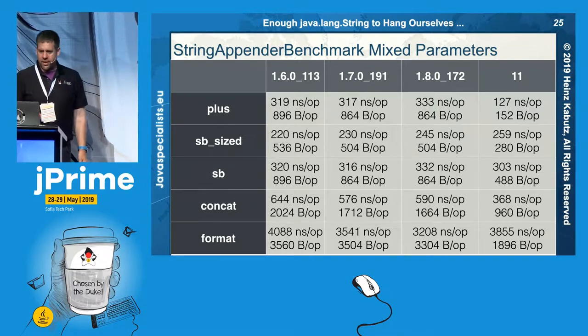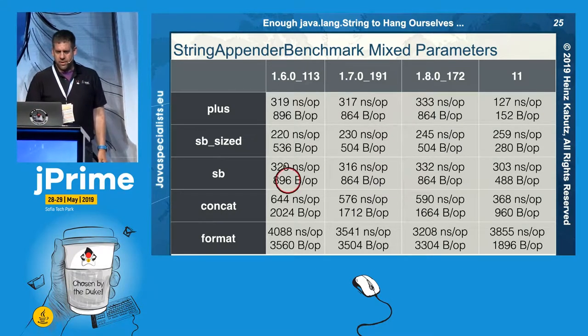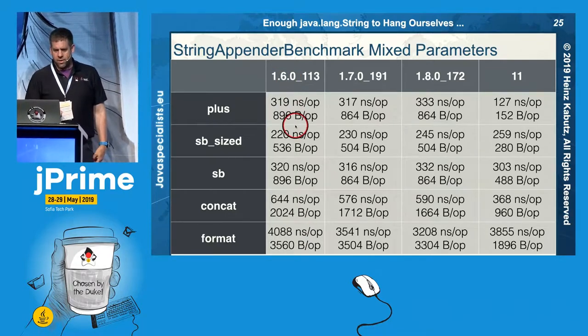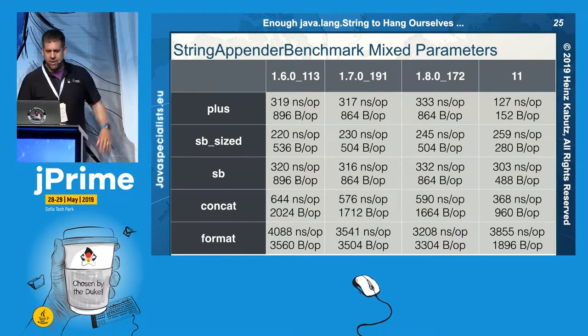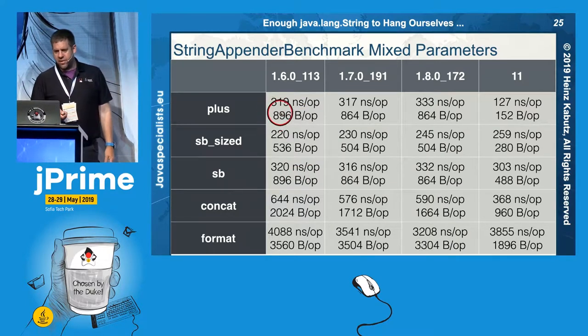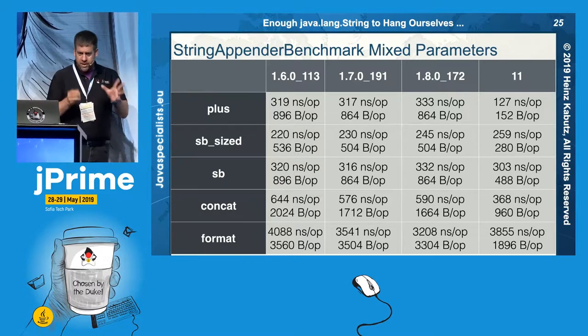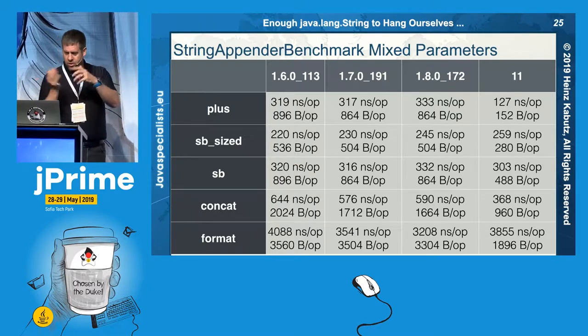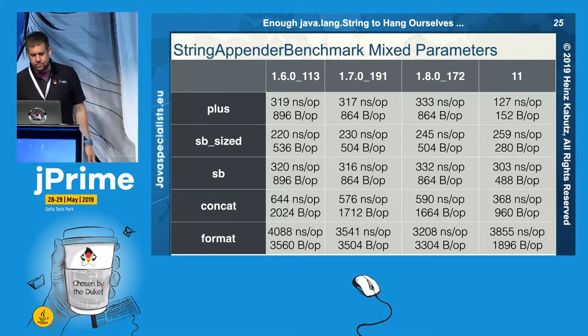But if you look here at Java 6, for example, let's look at this column. In Java 6, you notice that the plus is the same speed as normal string builder. So string builder and plus are exactly the same. They generate the same number of bytes, 896 bytes, both of them. They take the same number of nanoseconds per operation. And this is for mixed parameters. It's not only strings, also longs and floats and doubles and so on.